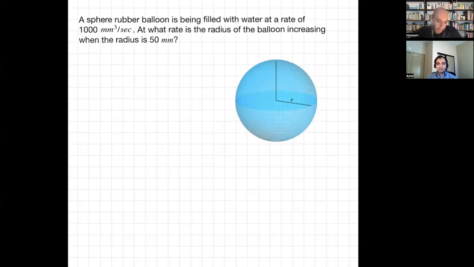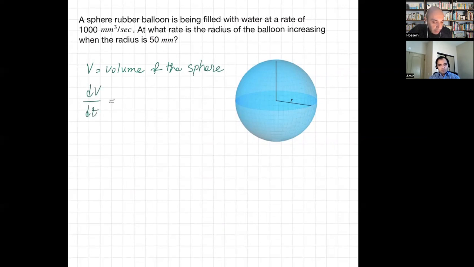Okay. The floor is yours, Hossein. It sounds like a very straightforward problem. It's an application of derivative rate of change. I see the volume is increasing at the rate of 1000 cubic millimeters per second. Let me change the color to green. If V is the volume of the sphere, then dV over dt equals 1000 cubic millimeters per second, and it is positive because the volume is increasing.